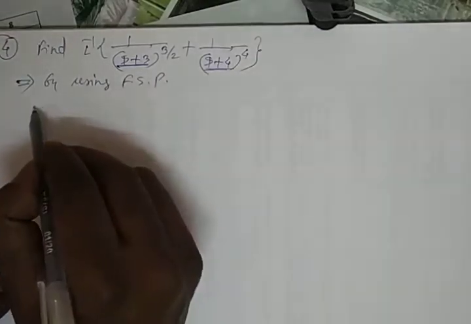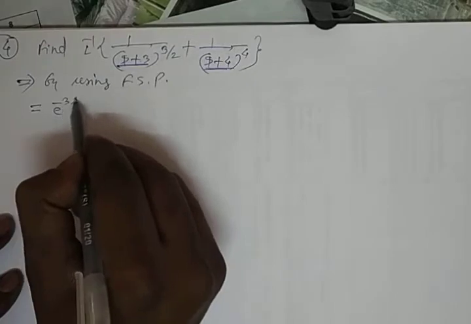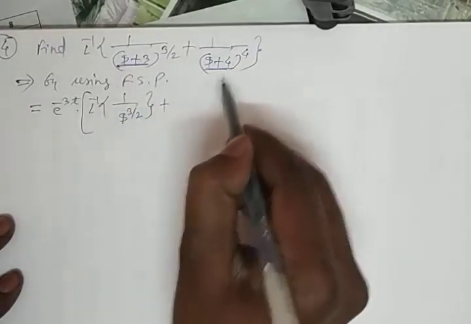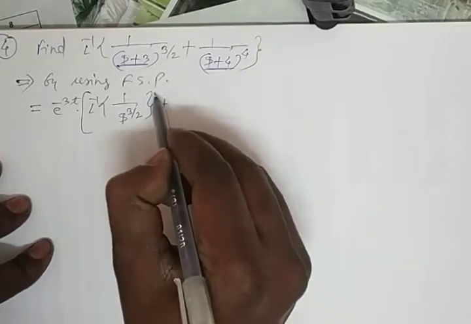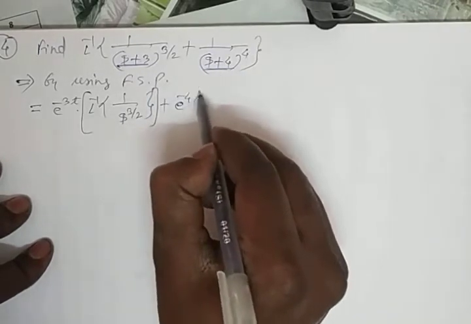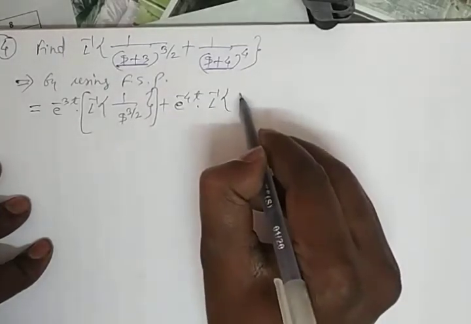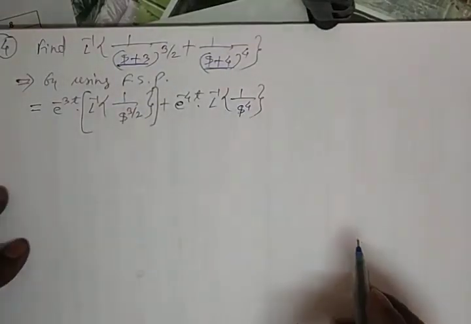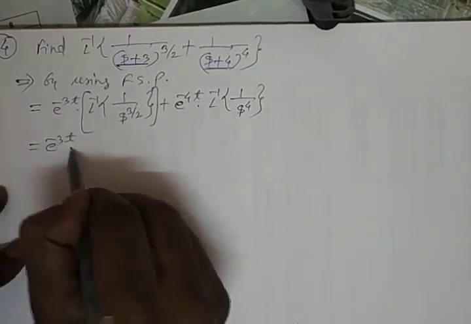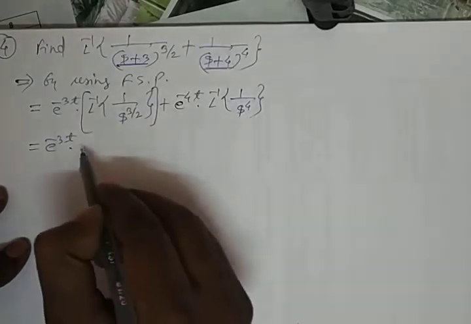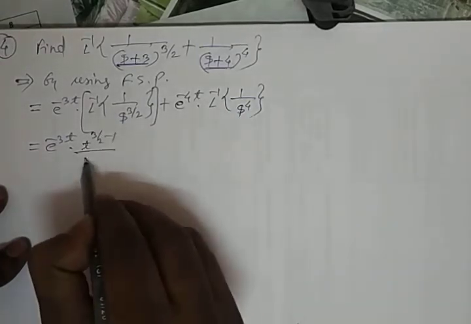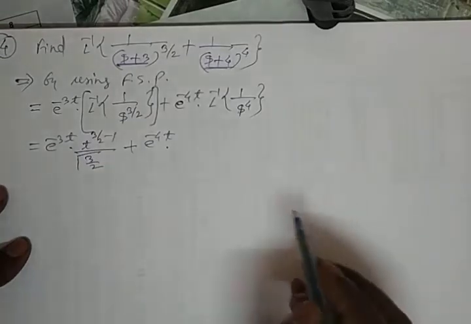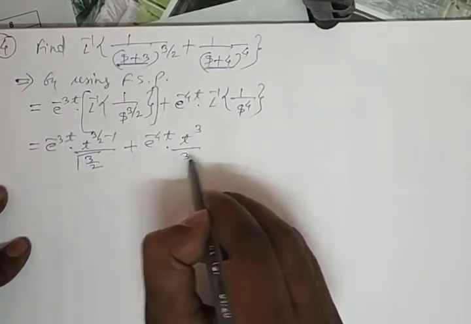the first shifting property, we can write this as e raised to minus 3t Laplace inverse of 1 upon s raised to 3/2, plus here e raised to minus 4t Laplace inverse of 1 upon s⁴. Okay, this we can write. So now that is equal to e raised to minus 3t into, what is Laplace inverse of this? Laplace inverse of this will be t raised to (3/2 − 1) upon gamma 3/2, plus e raised to minus 4t into t³ upon 3 factorial.